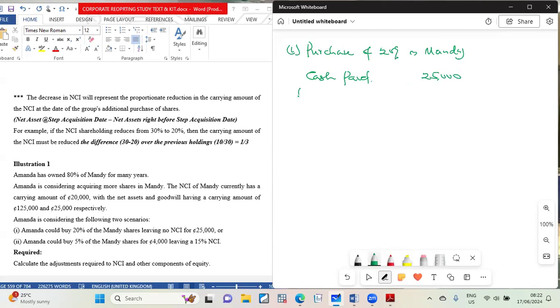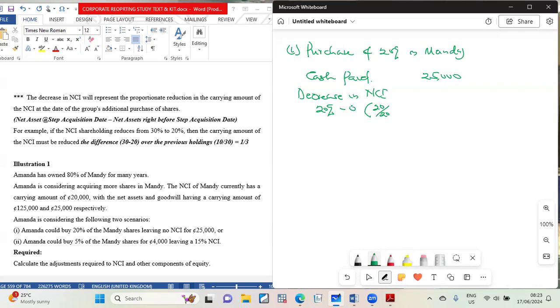Then what is the decrease in NCI? Because this thing is decreasing. So the decrease in NCI is coming from the NCI moving from 20 to 0. You remember the proportionate thing we did. So 20 minus 0 will be 20, so it will be 20 over 20. All right. Multiply by the carrying amount as at then.